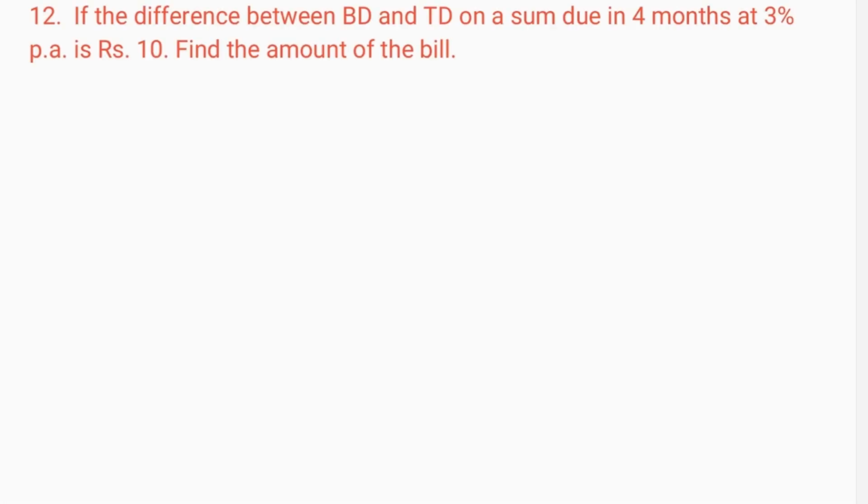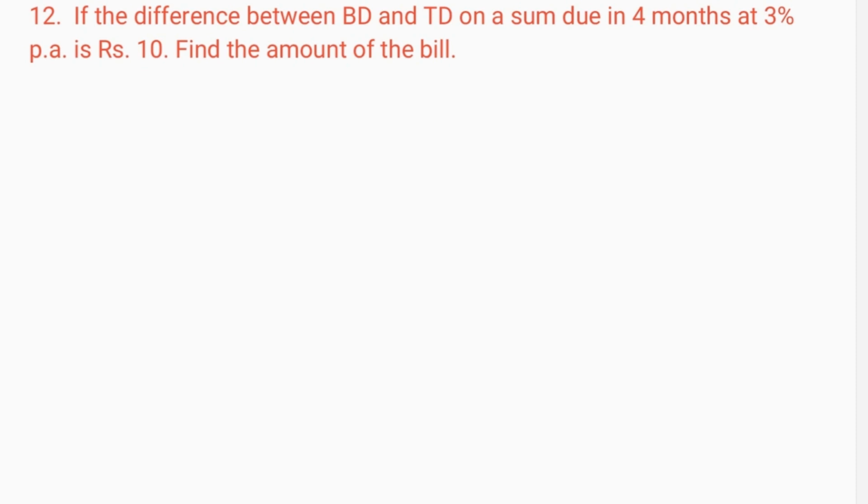The next problem: if the difference between banker discount and true discount on a sum due in 4 months at 3% per annum is 10, find the amount. So A you have to find out, exactly same as the previous, the same method you will apply. Here I'll just write the formula and the answer. You people, using the previous method, try to solve by yourself.